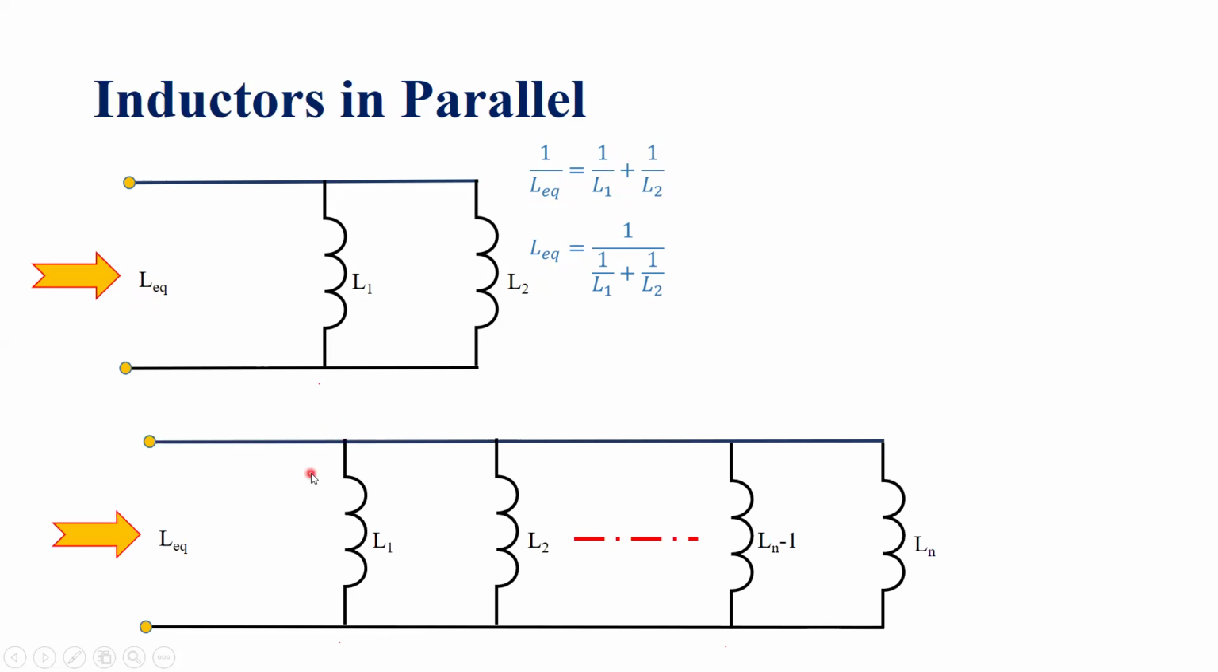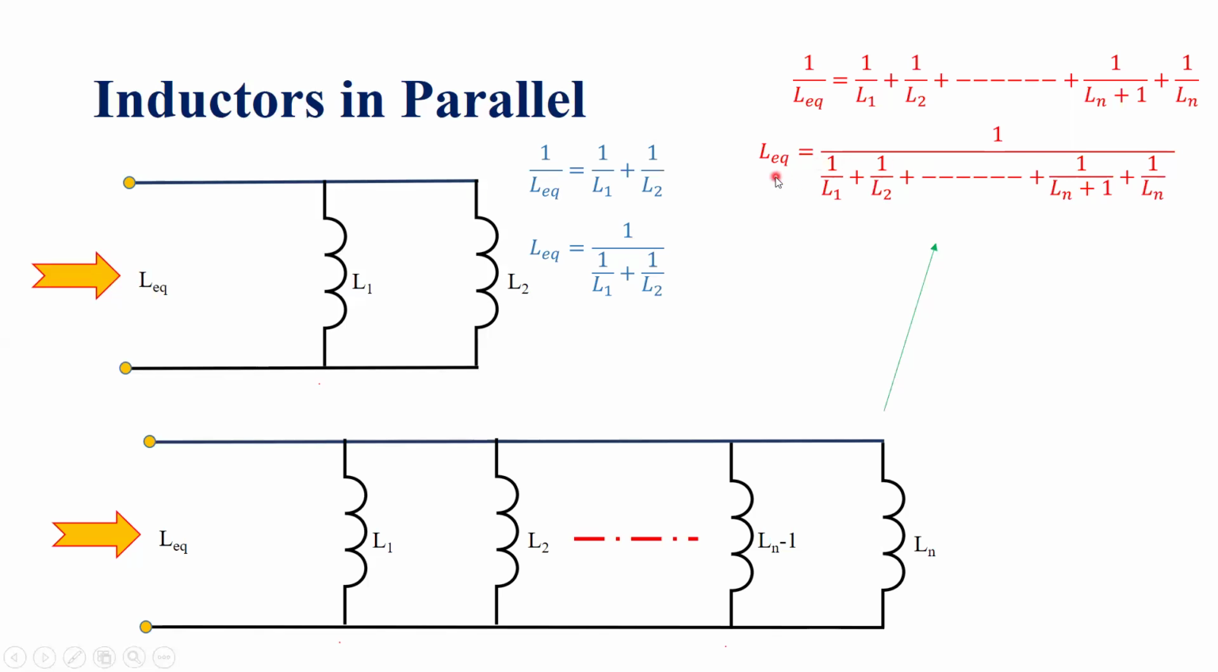What if there are n number of inductors ranging from L1, L2, Ln minus 1 up to Ln? They are all connected in parallel or shunt with each other. In that case, how to calculate L equivalent? We can write again 1 over L equivalent will be equal to 1 over L1 plus 1 over L2 up to plus 1 over Ln minus 1 plus 1 over Ln. Therefore, L equivalent will be 1 over this term. So we are basically calculating L equivalent by taking the reciprocal of this term.